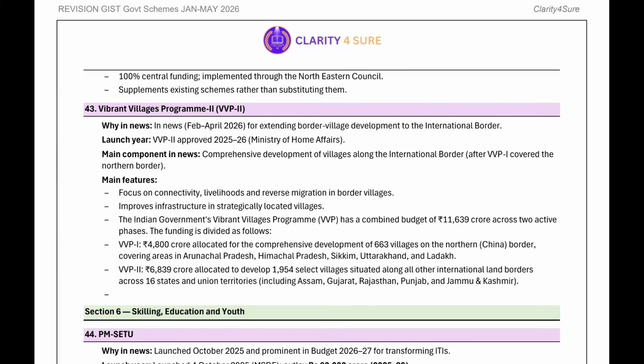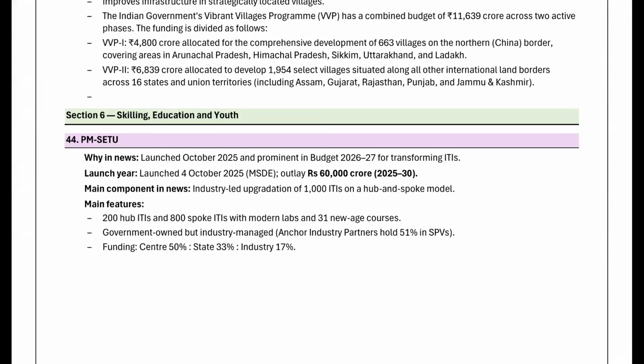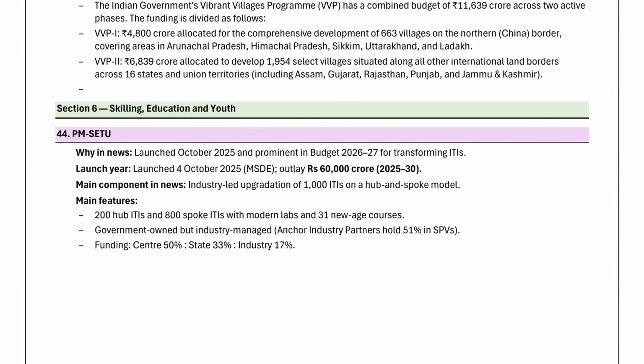In this way, we have completed your 5 indexations. Now it's a chance to start the next indexation, till 52, that is skilling, education and youth. Indexation 6 I'm going to start. The schemes covered will be from 44 to 52, and under indexation 6 is skilling, education and youth. So please try to understand. First is PM SETU. The 44th is about PM SETU. So what is PM SETU?